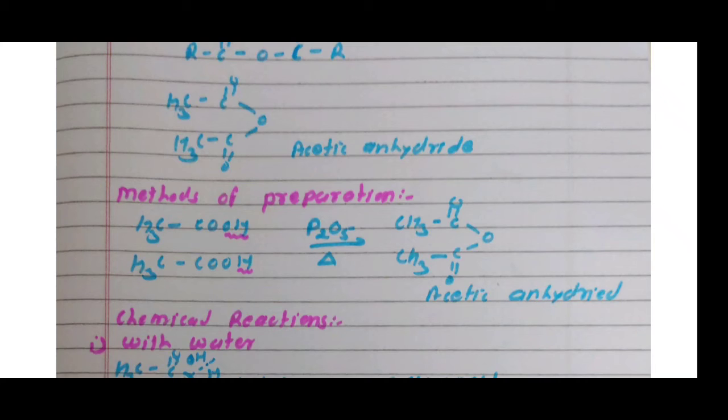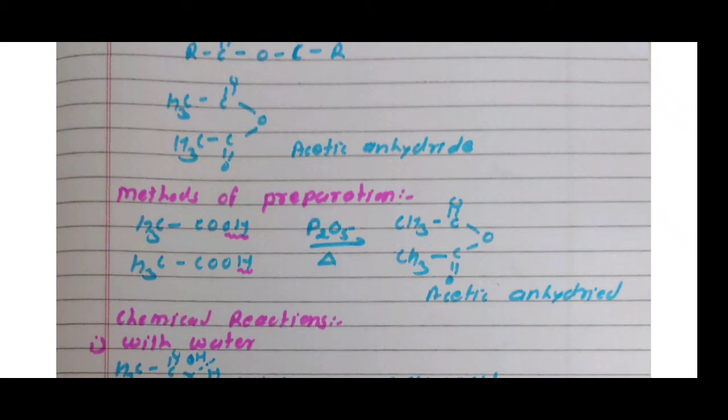For this reaction, I am showing two molecules of acetic acid, CH3COOH and CH3COOH, with the released water molecule shown in color. These two molecules of acetic acid, when heated with phosphorus pentoxide, the dehydrating agent, form acetic anhydride, CH3CO-O-COCH3, by releasing a water molecule. This is the method of formation of acetic anhydride.